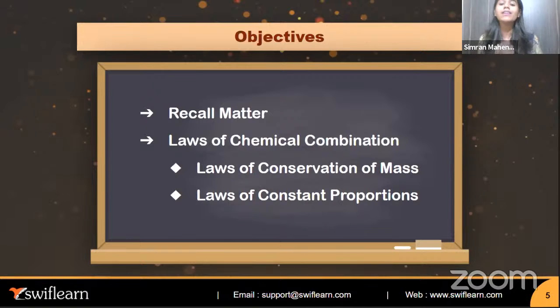And then we will learn about two laws. These are called the laws of chemical combination. So we will be learning about the law of conservation of mass and the law of constant proportion. So this is a brief explanation of what we are going to do today. Yes, so are we ready? Let us start.